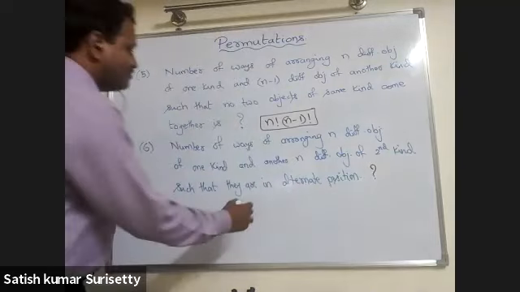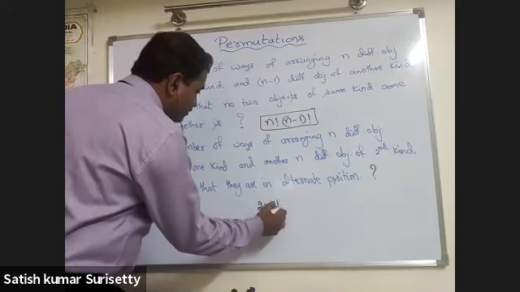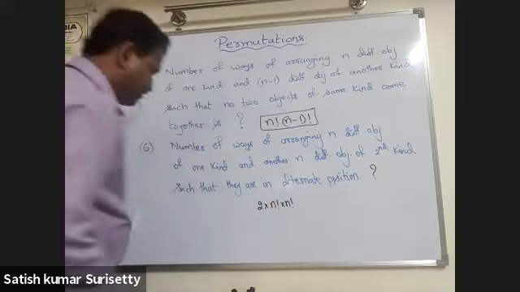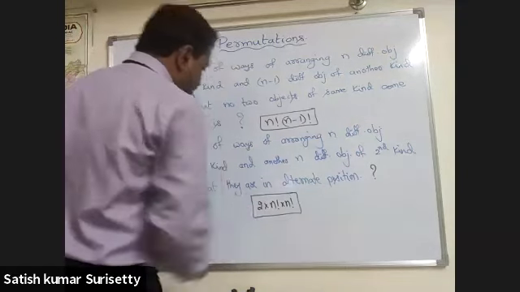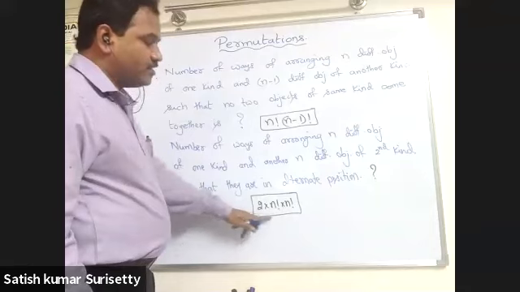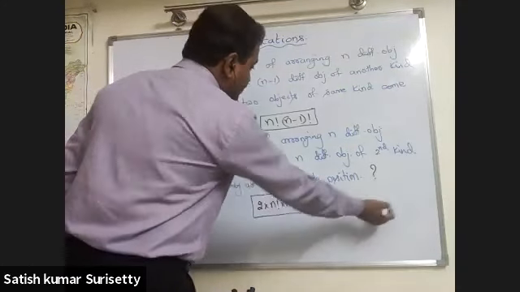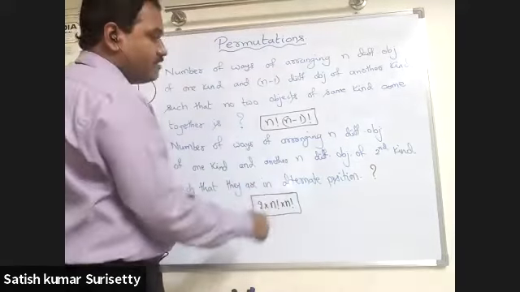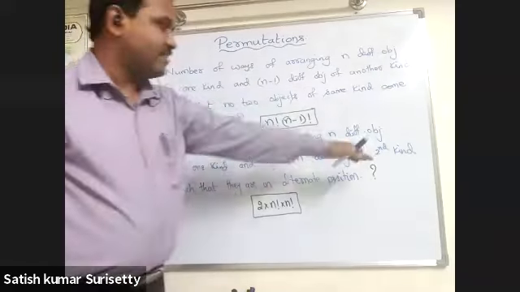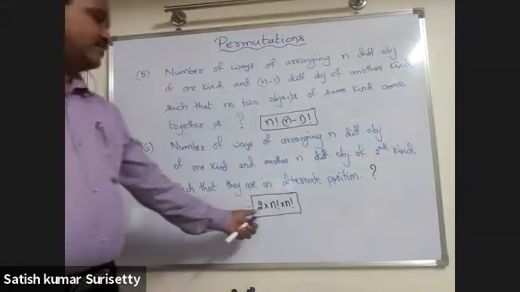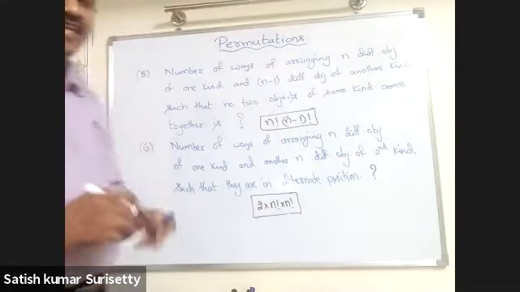Sir, 2n factorial whole square. 2 into n factorial into n factorial, or you can say 2 into (n factorial) whole square. Correct. Now, why is it 2 into? Starting with a boy or starting with a girl. That is, if I consider the first one as boy, second one as girl, so in alternate position. That's why, starting with a boy or starting with a girl, it is 2 into n factorial into n factorial.